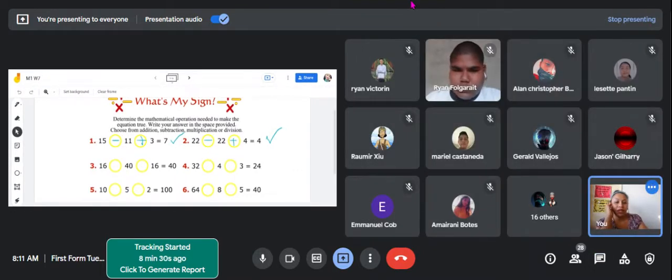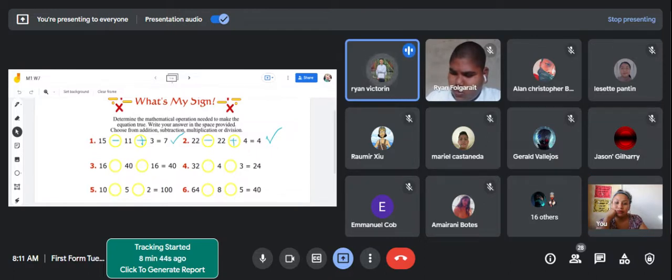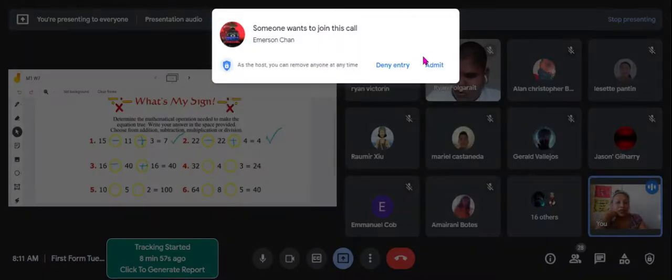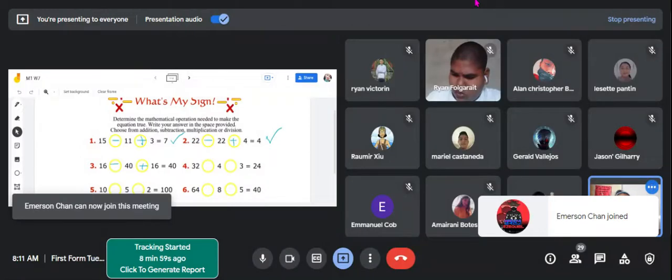Number 3. You have 16, a circle, 40, a circle, and 16, and it should give you 40. 16 take away 40 plus 16. Okay. 16 minus 40 plus 16. 16 minus 40, how much does that give you?